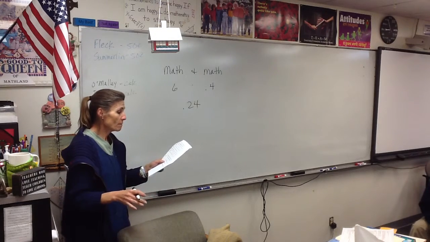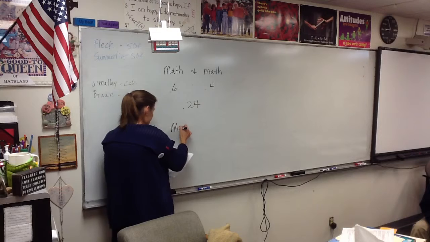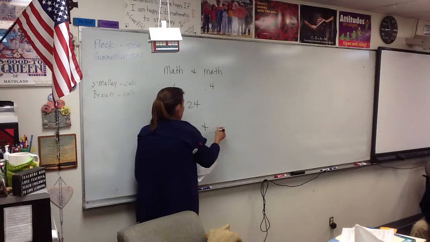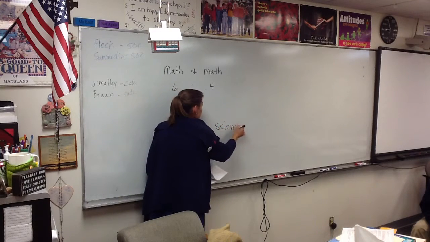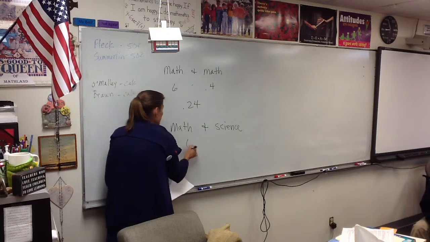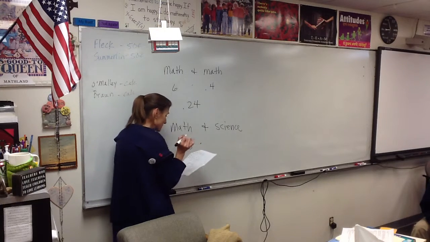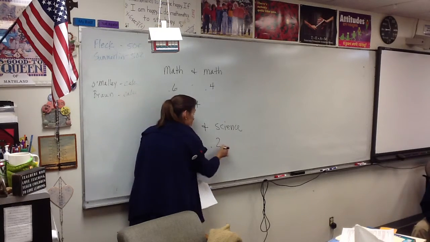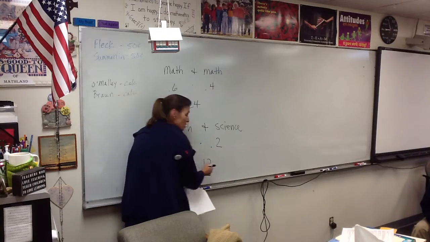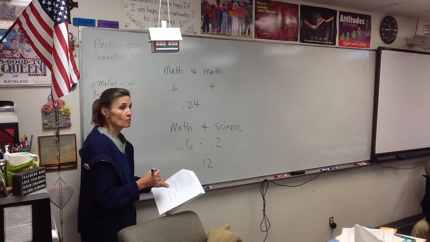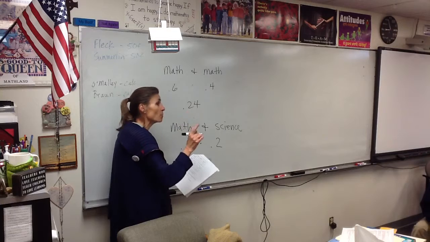Now, what is the probability of first liking math and the second liking science? 0.6 times, what's science? 0.2. So 0.12. So those of you that say, I don't know how to do this, I hope you're paying attention.